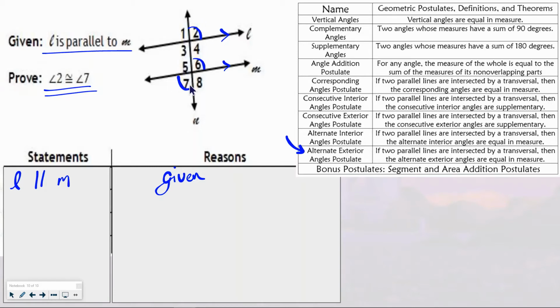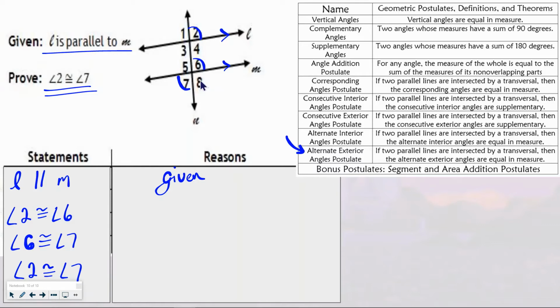So I'm going to list out those statements first. I know angle 2 is congruent to angle 6. And I know angle 6, oops, that's a G, is congruent to angle 7. Therefore, I know that that's congruent also. I know that angle 2 is congruent to angle 7. And now I want to think about the reasons that I can use to justify that.